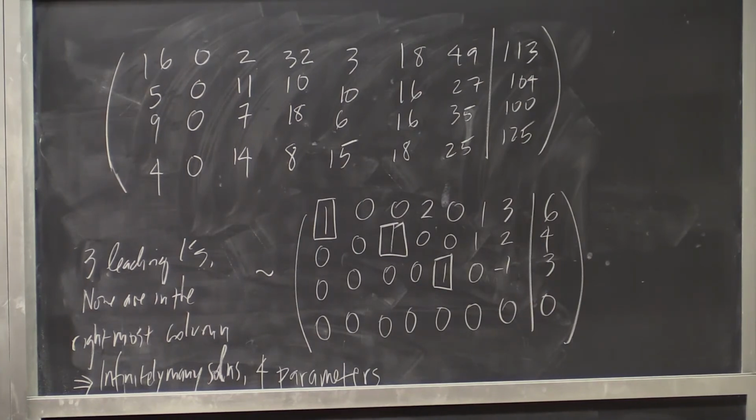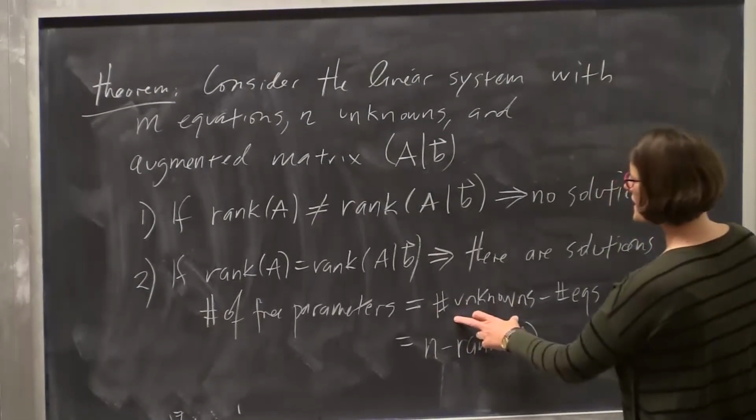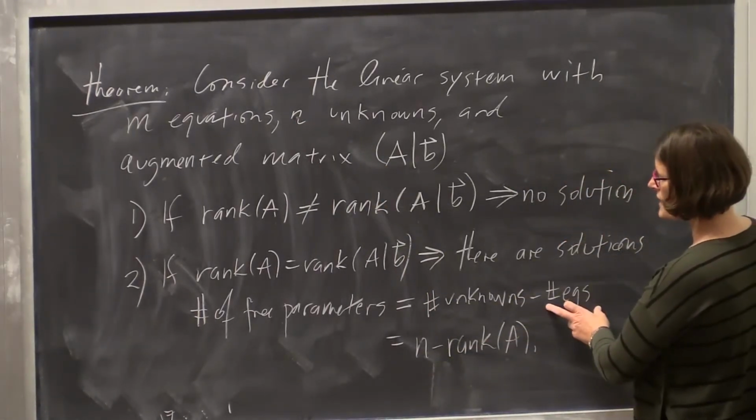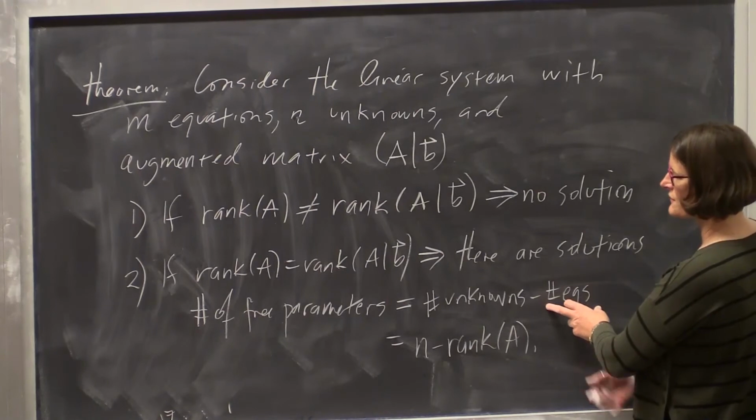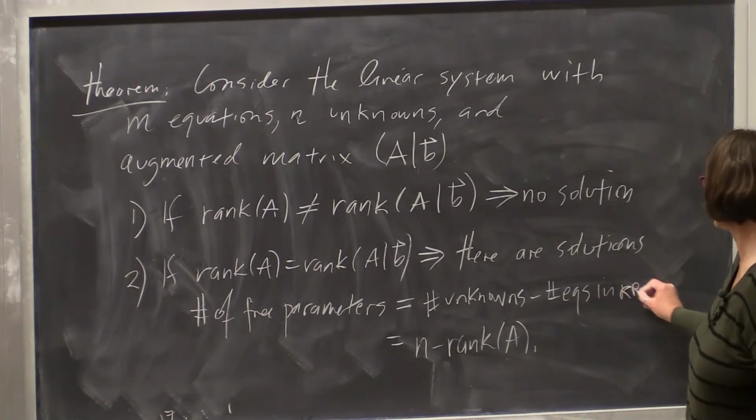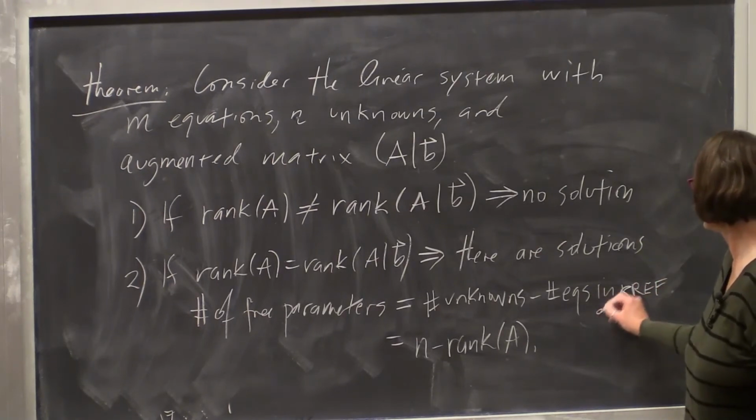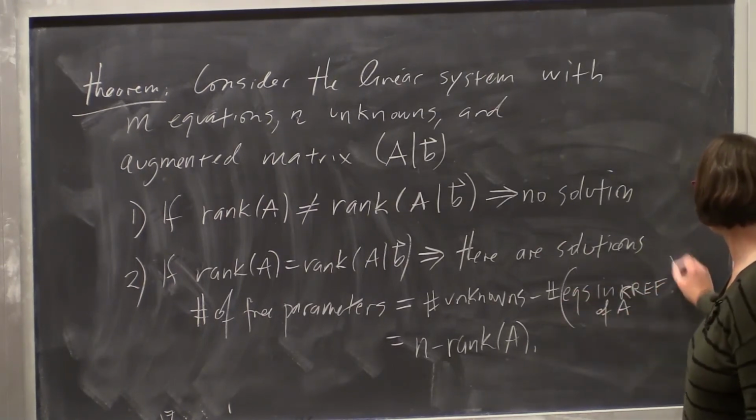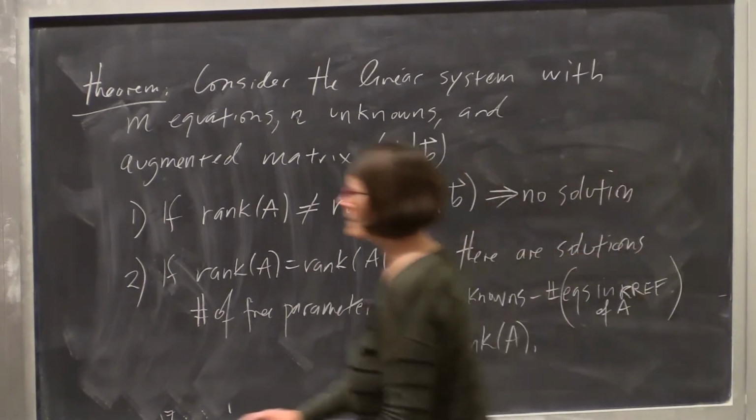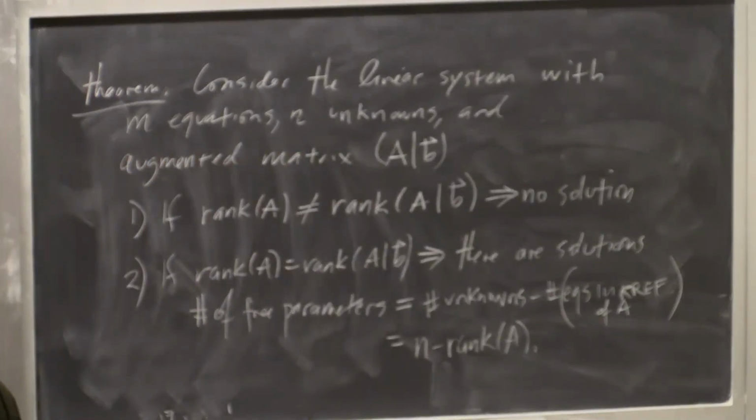Beyond this line, it's just math, right? What is the number of unknowns? n. What is the number of equations in the reduced row echelon form? It's the rank of A. Okay, so more questions?